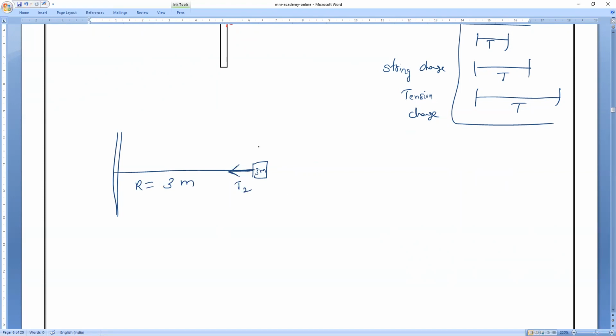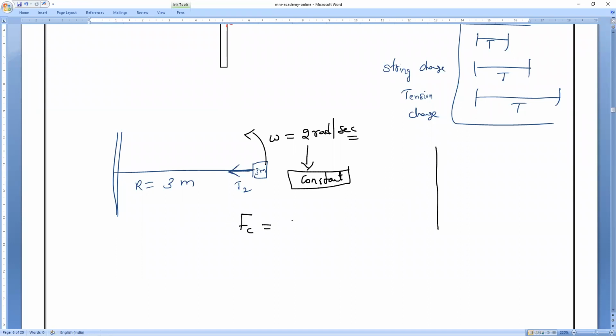And they have given, this body is also traveling with the same angular velocity. What is the angular velocity given? 2 radians per second. So this remains constant. Okay. So now observe very carefully. So we all know that FC means net force acting towards the what? Center. Towards the center.